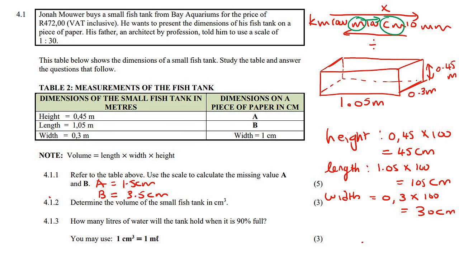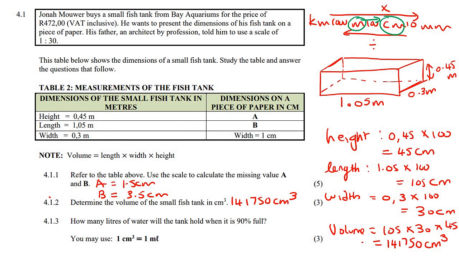Now we can take this formula and go work out the volume. So volume is going to be length 105, width 30, and height 45. And that'll give us 141,750, and that would be in centimeters to the power of 3. So 141,750 centimeters to the power of 3.